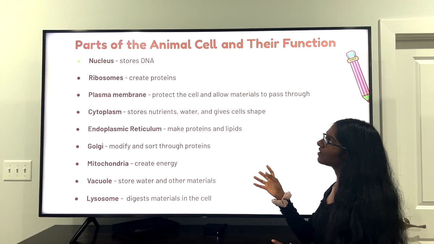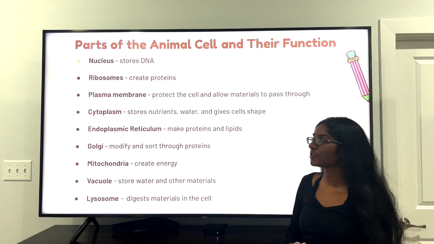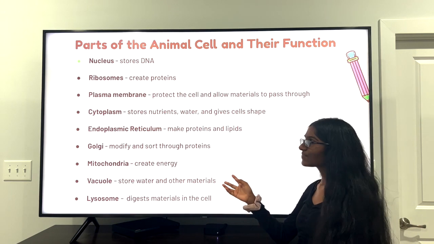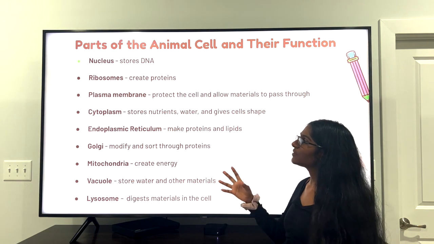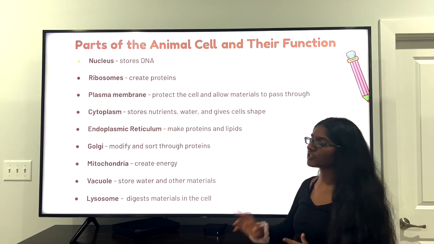The functions of the organelles of animal cells are pretty similar to plant cells, such as the nucleus, that also stores DNA, and it's like the control center of the cell. And ribosomes also create proteins for all the functions of the cell.